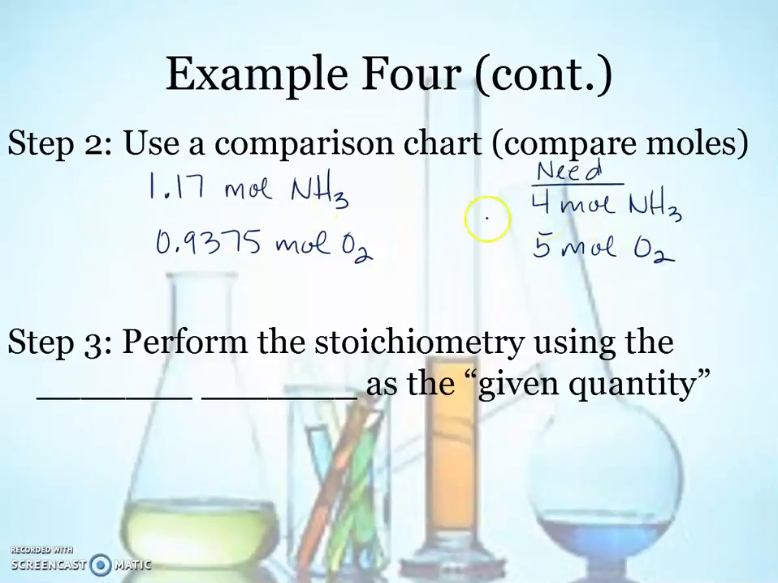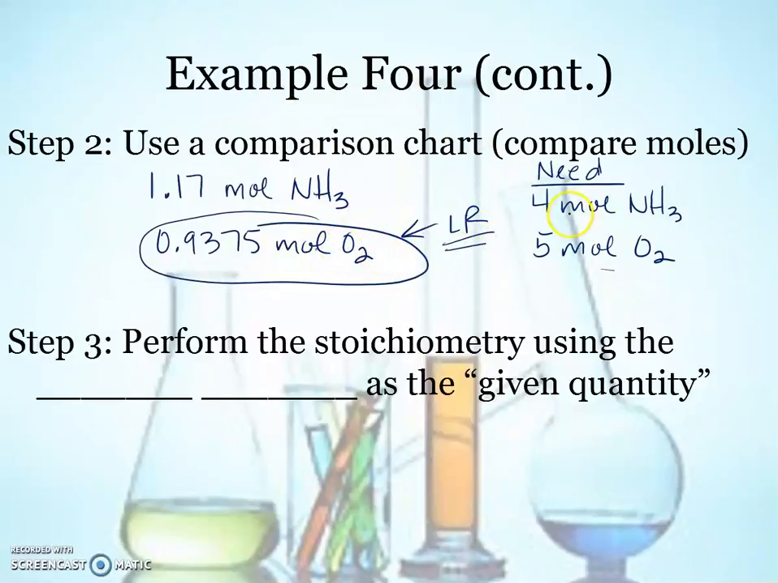Okay, so just by comparing, do we have enough if we did a 4-to-5 ratio? And look, this right here is not enough. We would need more oxygen than ammonia, because we need more oxygen than ammonia to react. And since this isn't enough, this would be considered our limiting reactant. And we figure that out by comparison.